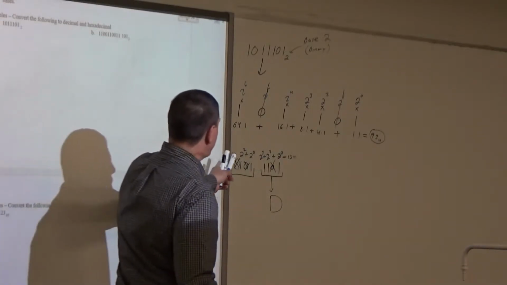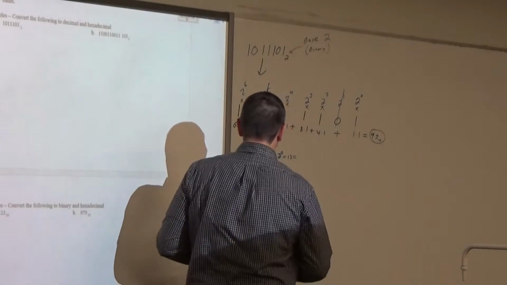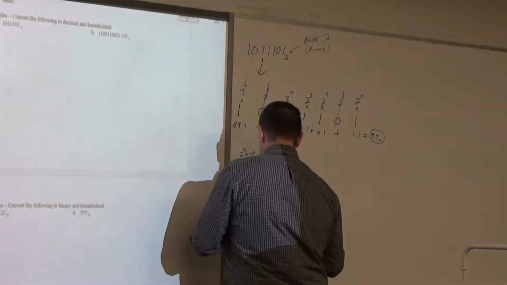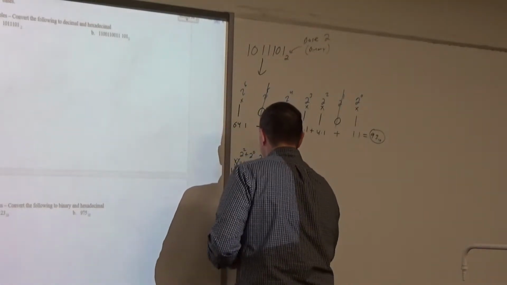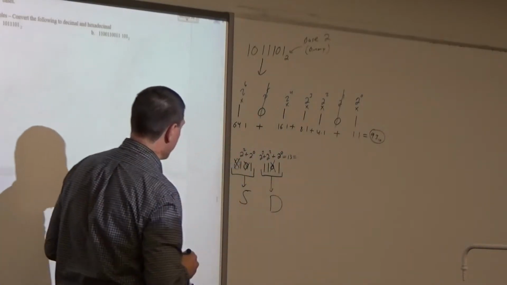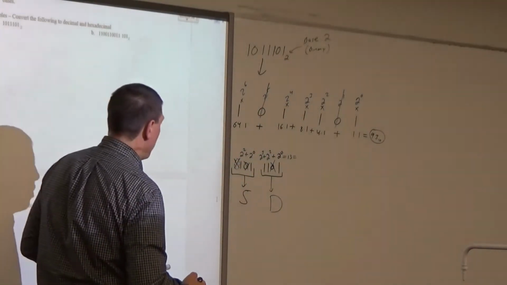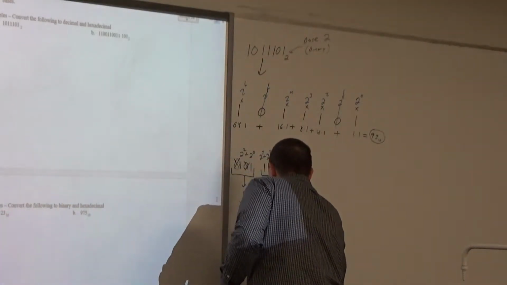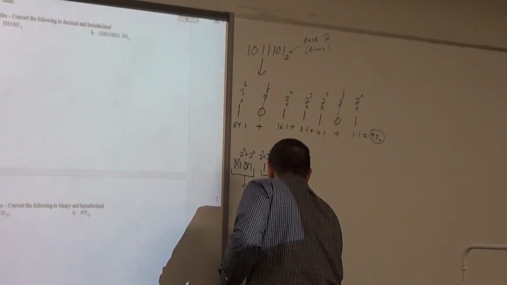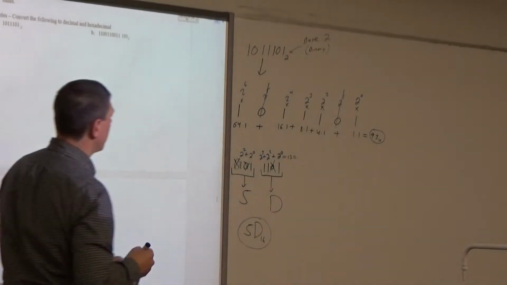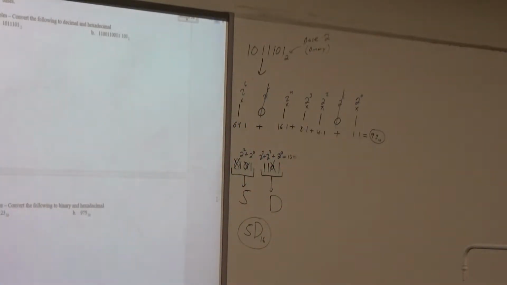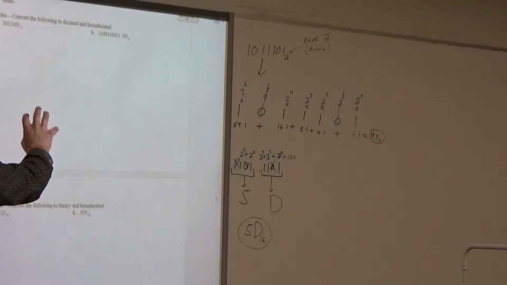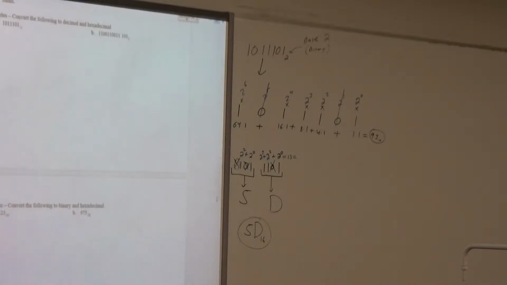The good news is, this guy right here is going to be 5, right? It's 4 plus 1, which is 5. So our number in hexadecimal is going to be 5D, base 16. Why is it base 16? Because this is the process that we use to convert to base 16. So the first was our process to go to decimal. This is our process to go to hex, because we're chunking in 4s.